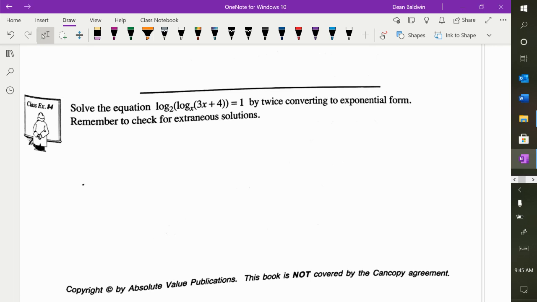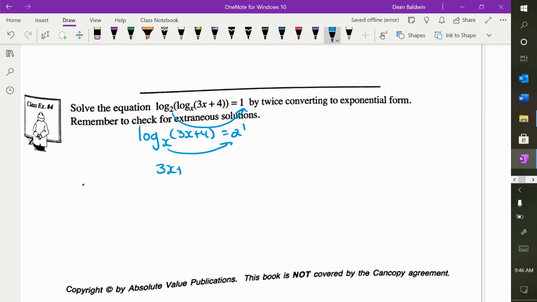Change to exponential form. So you start on the outside. The 2 moves over. Equals 2 to the 1. Does everybody understand that? All I did was change to exponential using the outside log. What is my next step? Do it again. It's the only thing you can do.